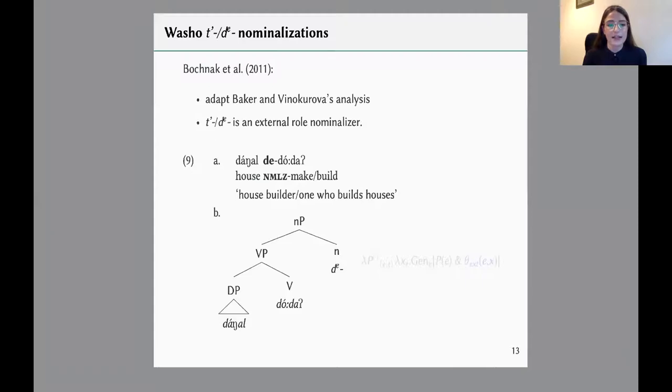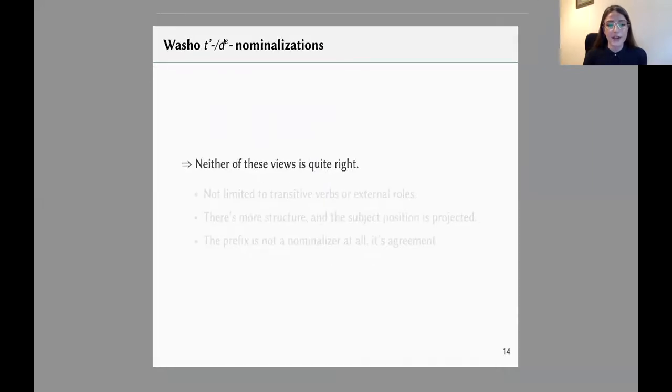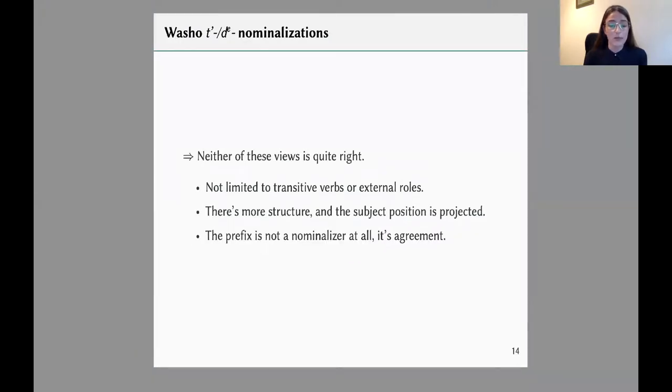So for a nominalization like in 9a, a house builder or one who builds houses, we have the structure that you see in 9b, where again, the nominalization is pretty small, just a big VP. And again, the role of the nominalizer is to take the place of the external argument and introduce an external argument semantics. But as I'll show in the rest of this section, neither of those views is quite right, for a few reasons. First, this nominalization type is not limited to transitive verbs or external roles. Secondly, there's more structure going on, and the subject position is in fact projected, it's not the case that a nominalizer takes its place. And then finally, the prefix is not a nominalizer at all, but rather agreement.